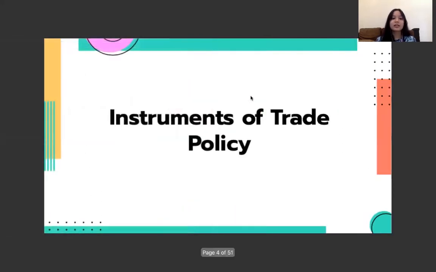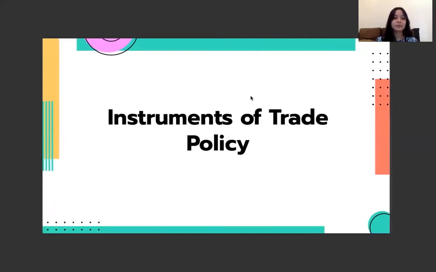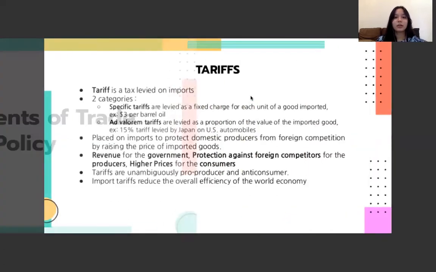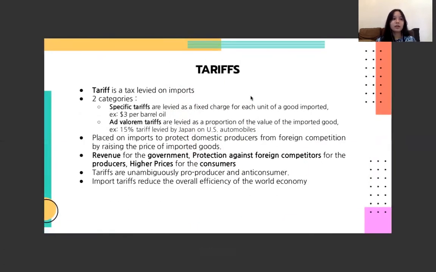Okay, the first thing that we will discuss is the instruments of trade policy. Governments use 7 main trade policy instruments, which are tariffs, subsidies, import quotas, voluntary export restraints, local content requirements, administrative policies, and anti-dumping duties. The first instrument is tariffs.